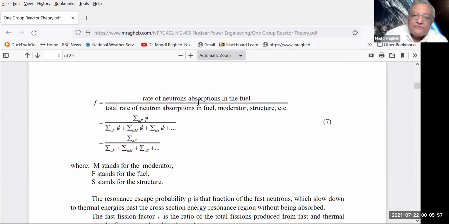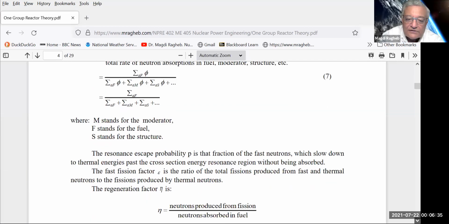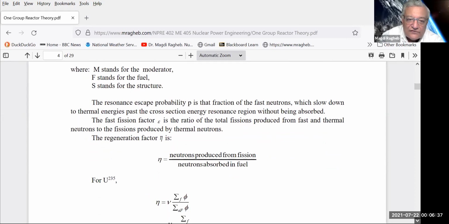F is the fuel utilization factor. It's the absorption rate in the fuel, sigma sub A, the macroscopic absorption cross-section, multiplied into the flux. That becomes the absorptions per unit volume of the fuel, divided by all the other absorptions: the absorption rate in the fuel plus the absorption rate in the moderator, capital M, plus the absorption rate in the structure or anything else that you have in your reactor. So you can see it has to be less than 1, and it's some form of efficiency on how your neutrons are being absorbed in the fuel, uranium dioxide in that case. So that is the F. It's a very simple term.